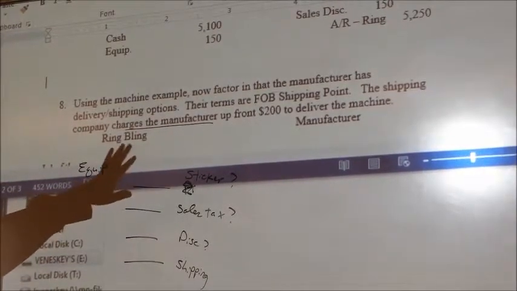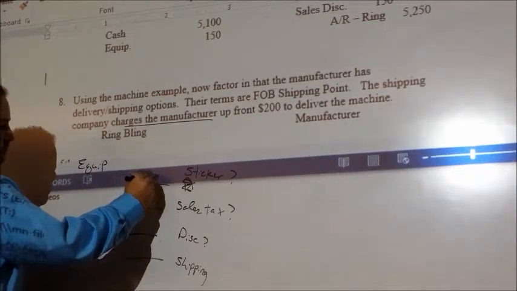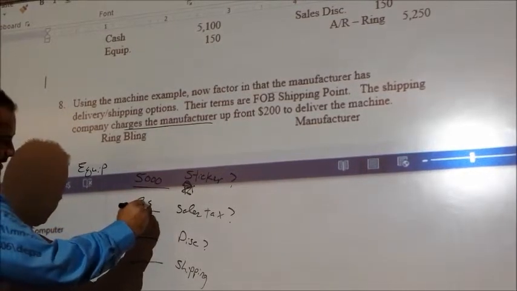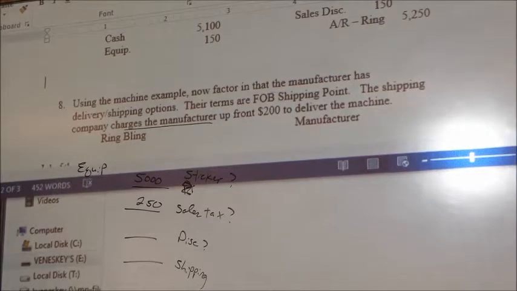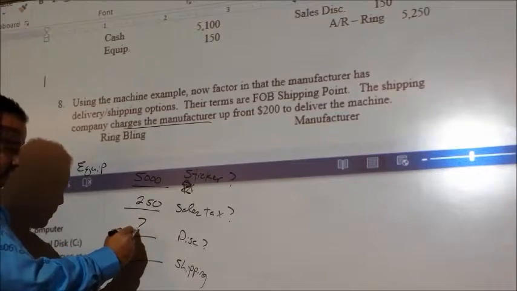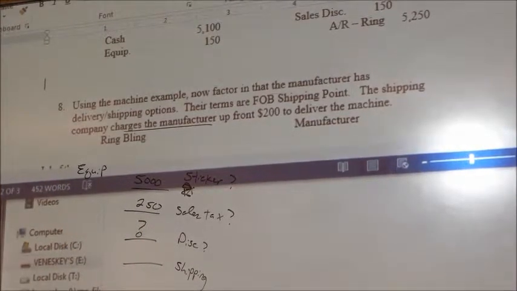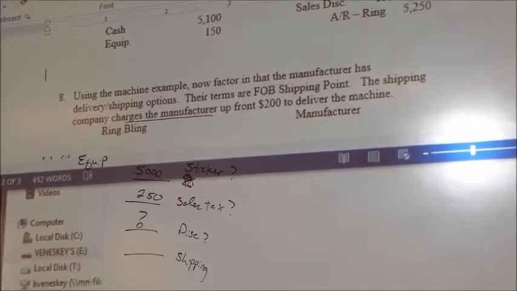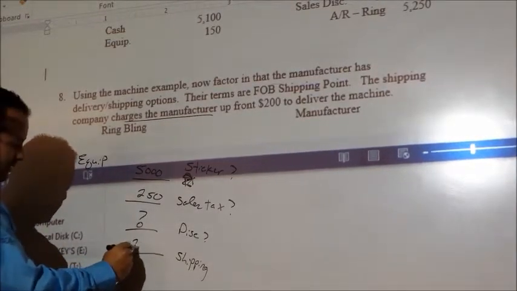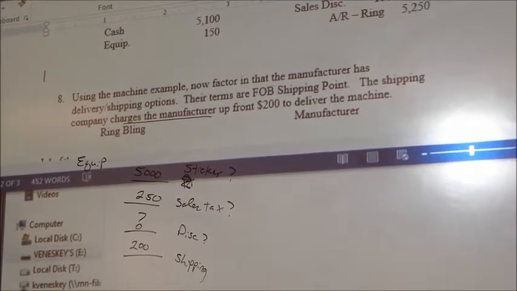As my little thing up there says, anything that's included in the buyer's purchase price. So the sticker cost was $5,000. We already did that. That was back up in number 6. We already did the sales tax. As of the 5th, there was a discount offered. We just don't know if it's going to come into play yet. So that one we could put a question mark, knowing we need to come back to it. And shipping, yep, that's my responsibility, because it's FOB shipping point, they are charging me, the buyer.